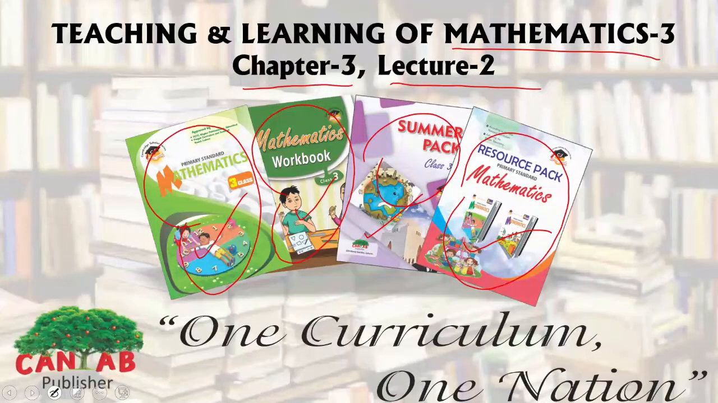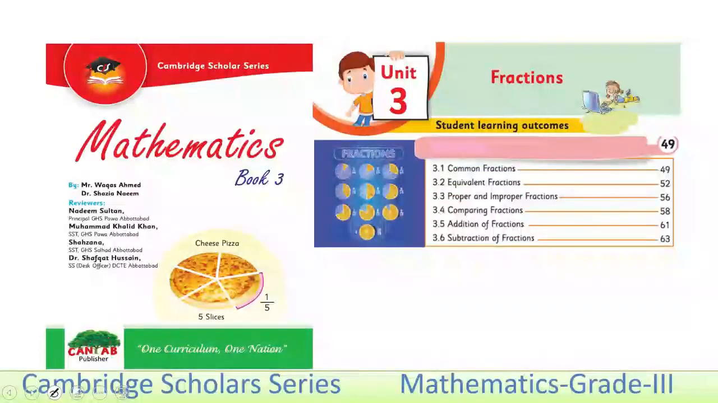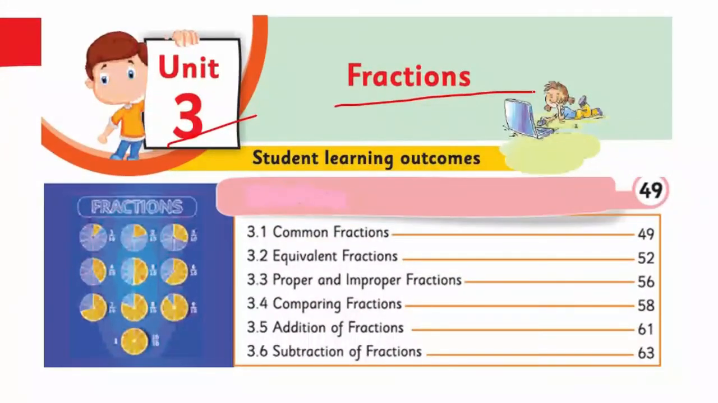Students, now come to the textbook. Unit number 3, this is about fractions. In this unit, we have done topic 3.1 in our previous lecture. This is about common fraction. After that, we will start equivalent fraction. In 3.3 topic, we will discuss about proper and improper fractions. In topic 3.4, we will discuss about comparing fractions. And then in topic 3.5, we will discuss about addition of fractions. And in topic 3.6, this is about subtraction of fractions.